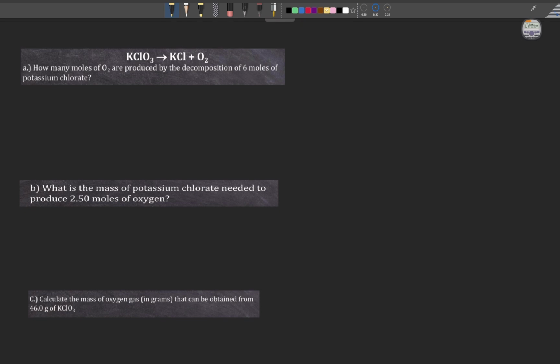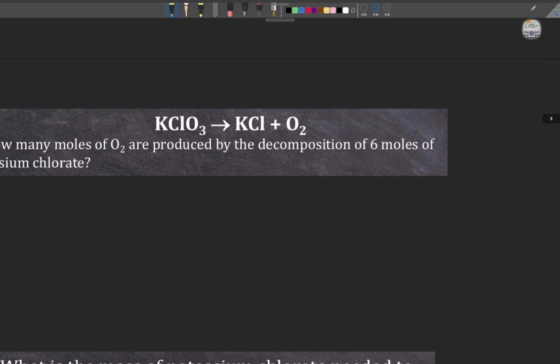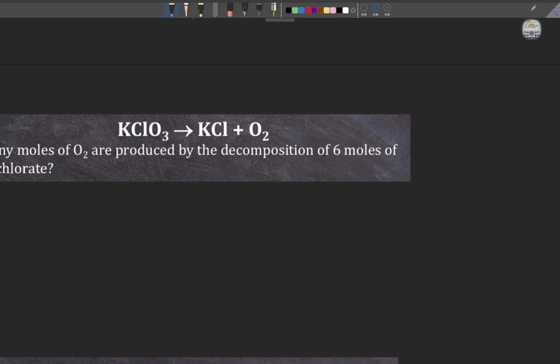Next, given this equation, how many moles of O2 are produced in 6 moles? Step 1 is to balance first the reaction. So we have KClO3: K, Cl, and then O. So we have 1, 1, 3 on the left and 1, 1, 2 on the right. Okay, so we can multiply this by 2. We multiply that by 2, this becomes 2, 2, 6. So we multiply this by 3, this becomes 6. Then we multiply this by 2, it becomes 2, 2. So 2, 2, 3. Okay.